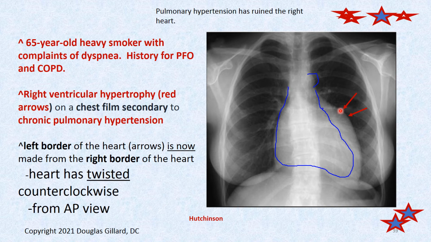And I'm not the greatest drawer in the world. But see how it's bulging out here instead of here? That's not right. So this whole heart has rotated. This side of the heart has rotated this way. And so what we're seeing is actually the right atrium right here, which is rotated over. That gives it this appearance.